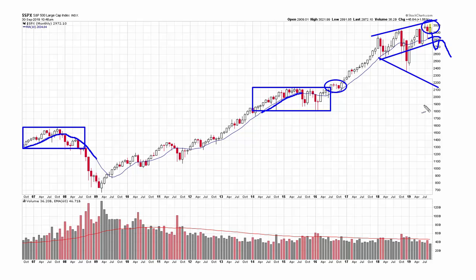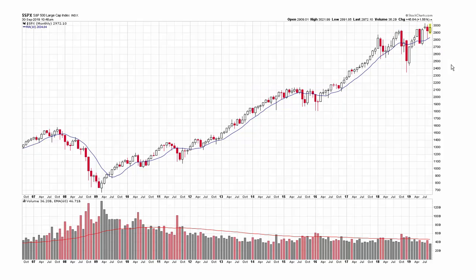So overall our bias needs to be to the upside. It's only if this thing drops below the 10 and then fails to get back above that I'd start getting worried. And this being a monthly chart, that's going to take several months to play out. It's not something that happens in a few weeks.